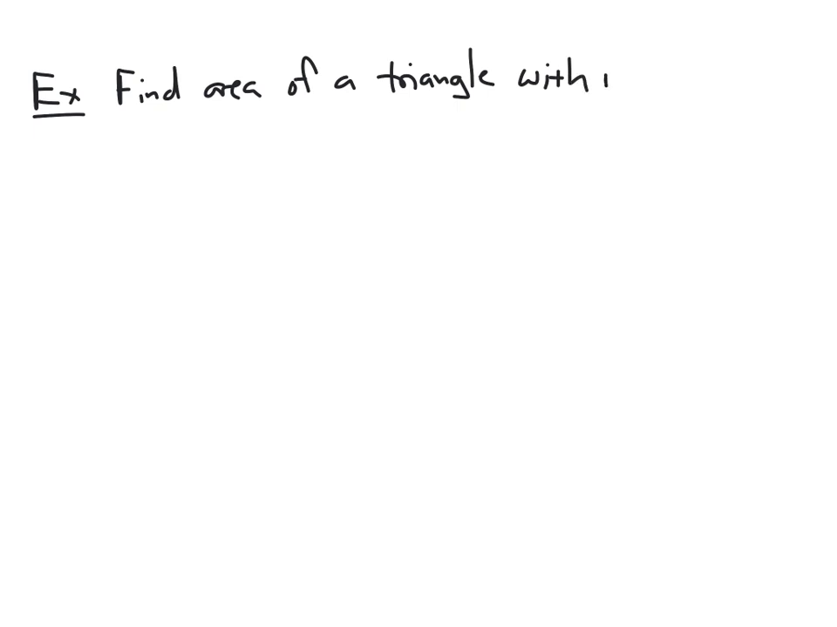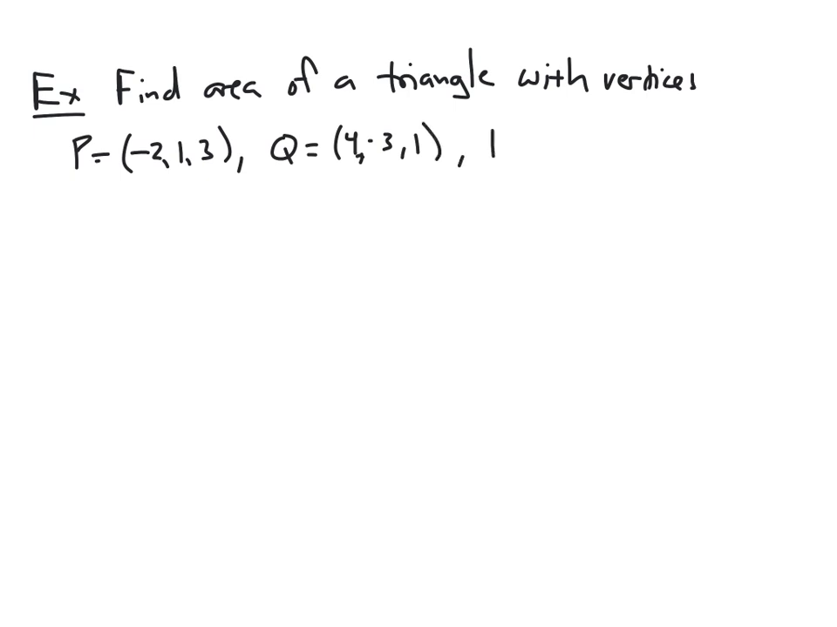So for an example, let's say we wanted to find the area of a triangle with vertices in three space of the following. Let's say we have P, which is (-2, 1, 3), Q is (4, -3, 1), and R is the point (5, 5, 3).